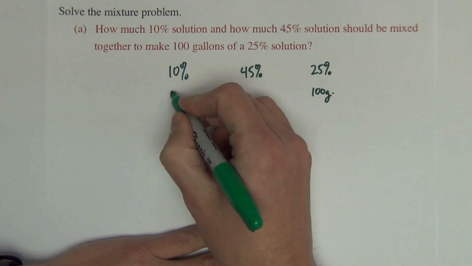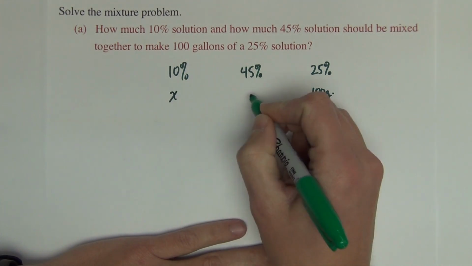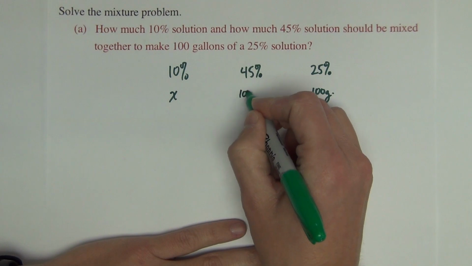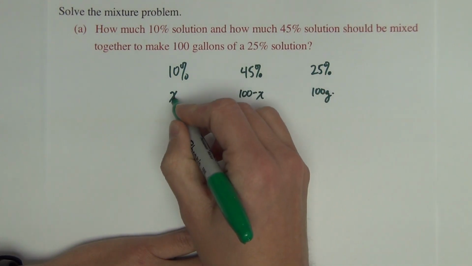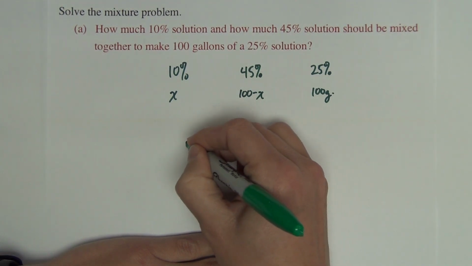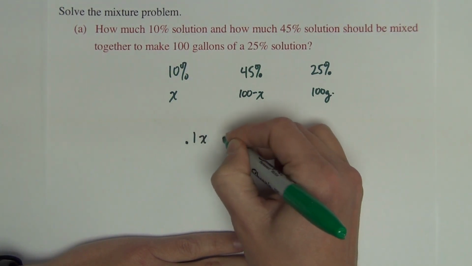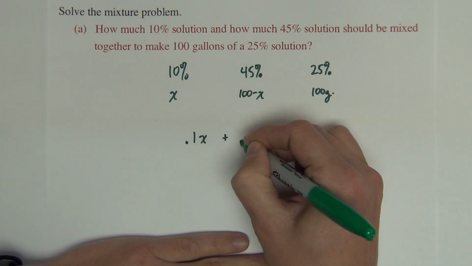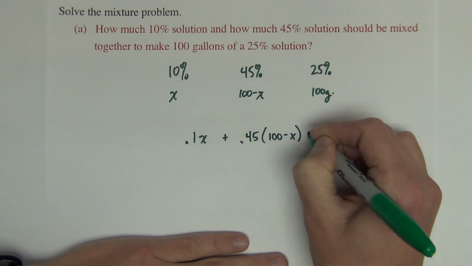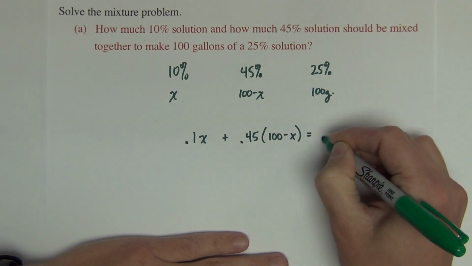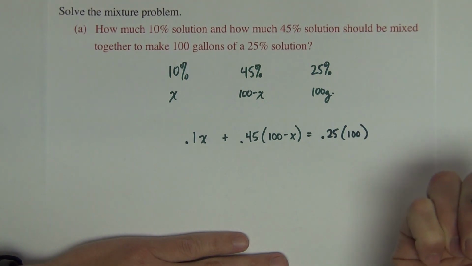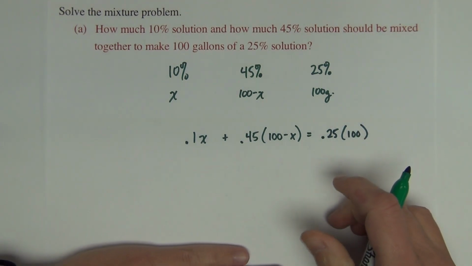Well, of that 100 gallons, we're going to put some of it here. We're going to put the other of it here, the remainder of it here. I'm going to say the remainder of it is the total minus what I put into this quantity. So our equation could be 10%, so 0.1x plus 45%, 0.45 times 100 minus x equals 0.25 times 100.